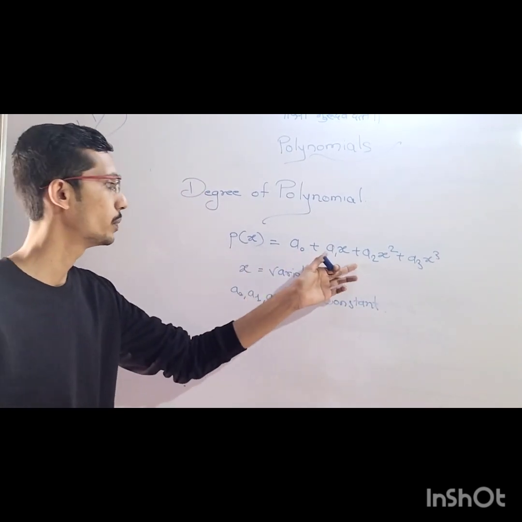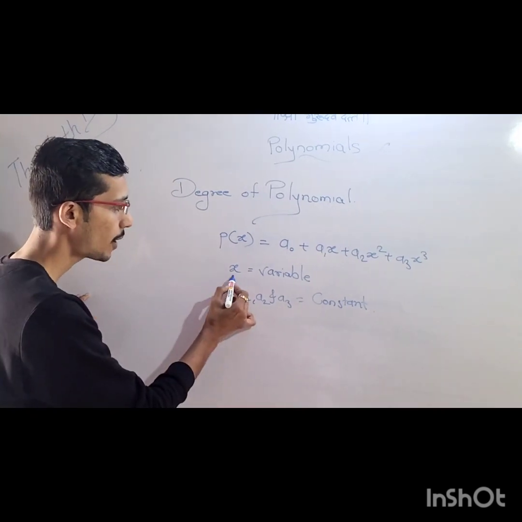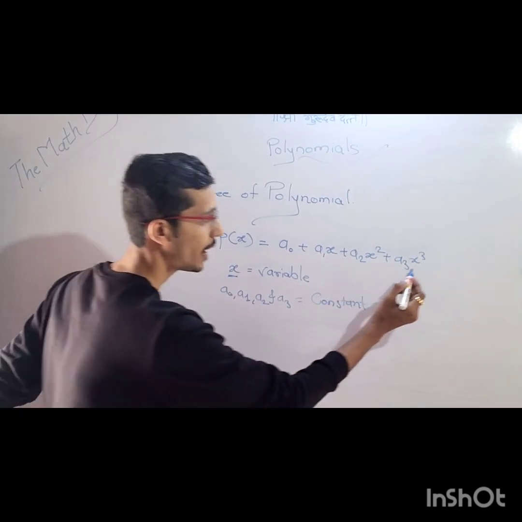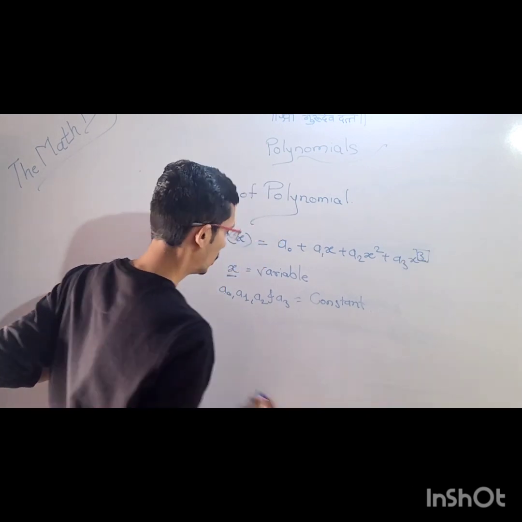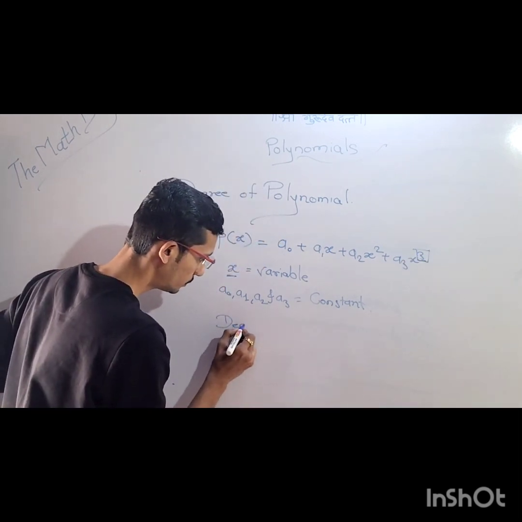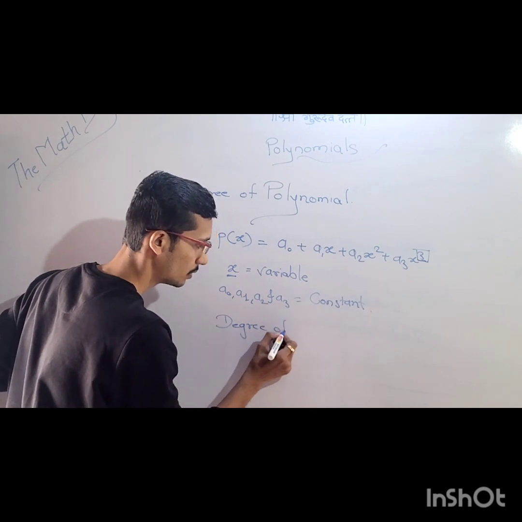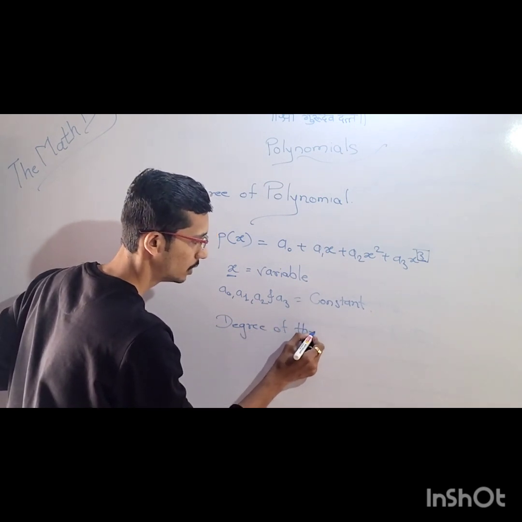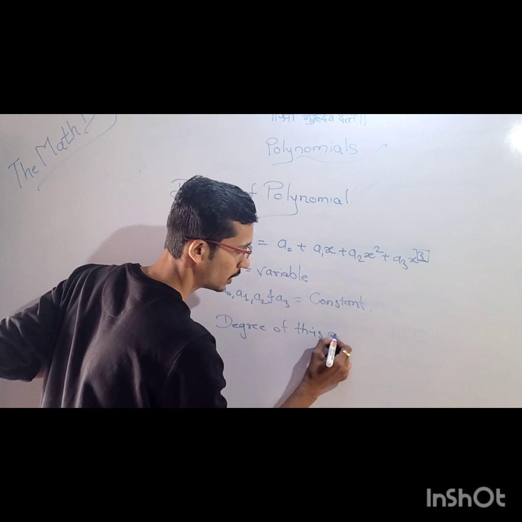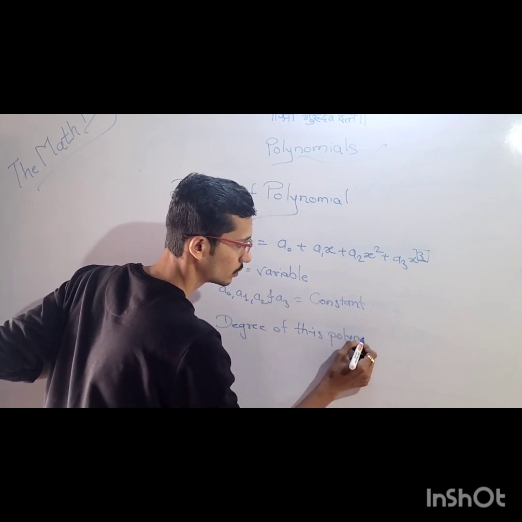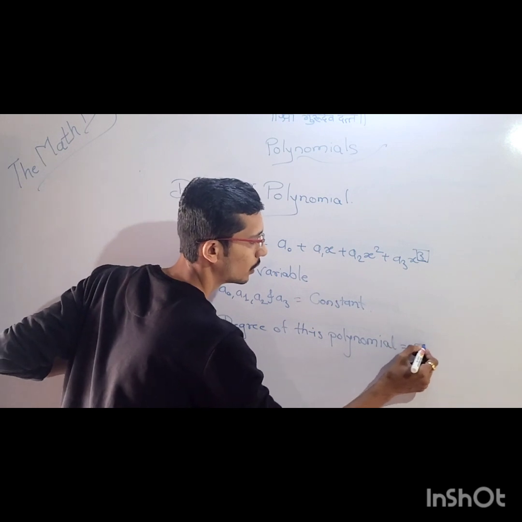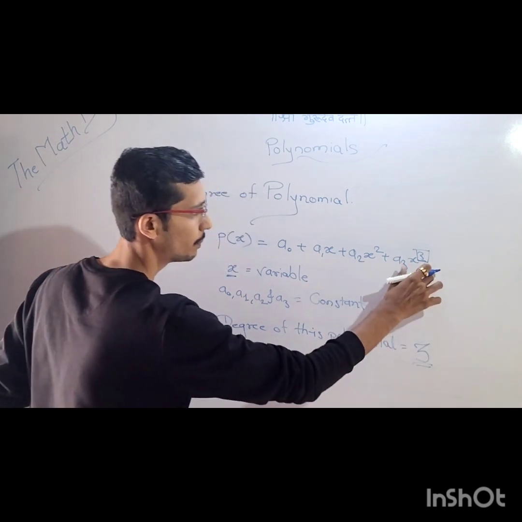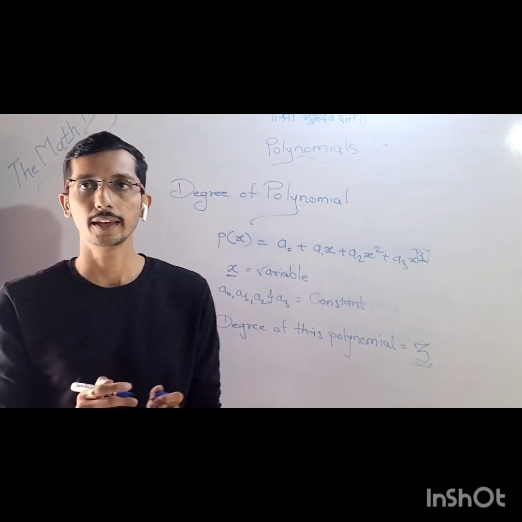So for this polynomial, the degree is the highest power of this x. So what is the highest power of x? The highest power is 3. So the degree of this polynomial is equal to 3, that is the highest power of x.